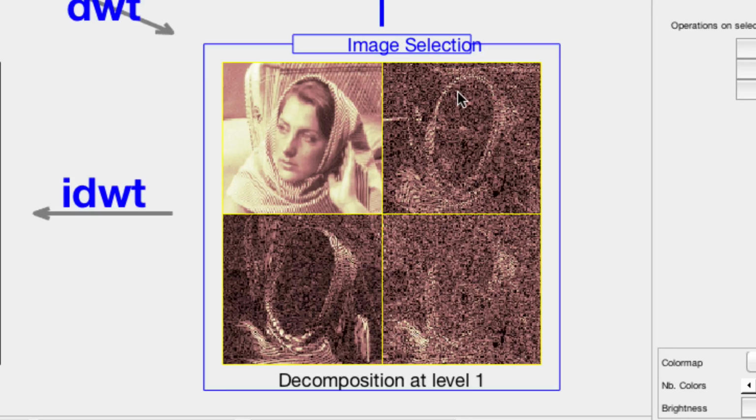Here, this is called the vertical details. So here we did the details horizontally and low pass vertically. Here we do the details vertically and low pass horizontally. And here we do details both horizontally and vertically. That's why we get 4 parts in the wavelet transform.